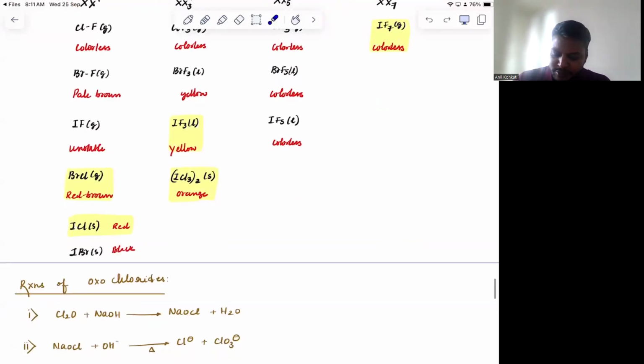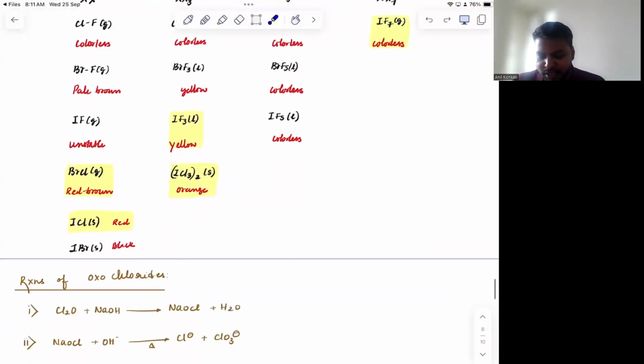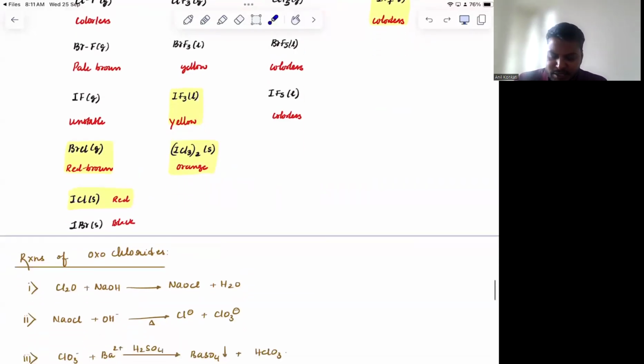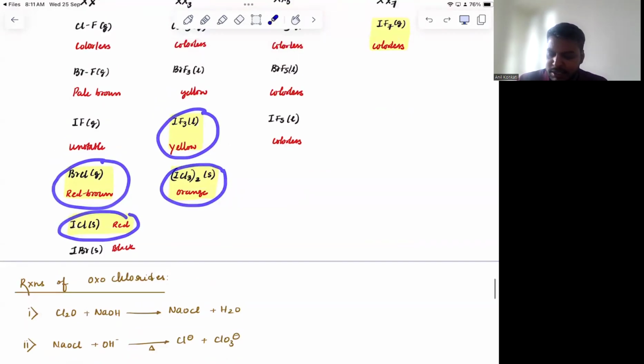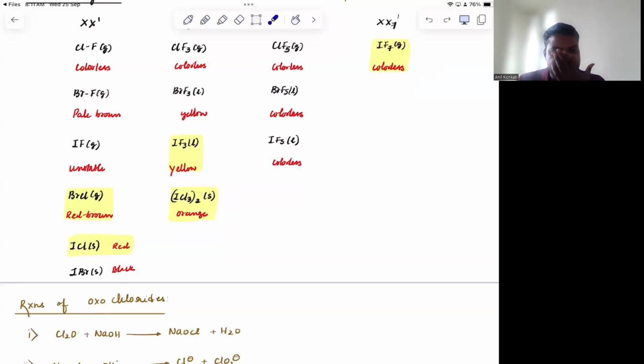So these are basically the colors of interhalogens. Mainly the colors which you will be asked are these. These are the ones which have been known, and whatever I marked, please learn that. BrCl is red brown, IF3 is yellow, ICl3 is orange, ICl is red, and IF7 is colorless. So these are mainly the colored ones which you need to know. Clear?